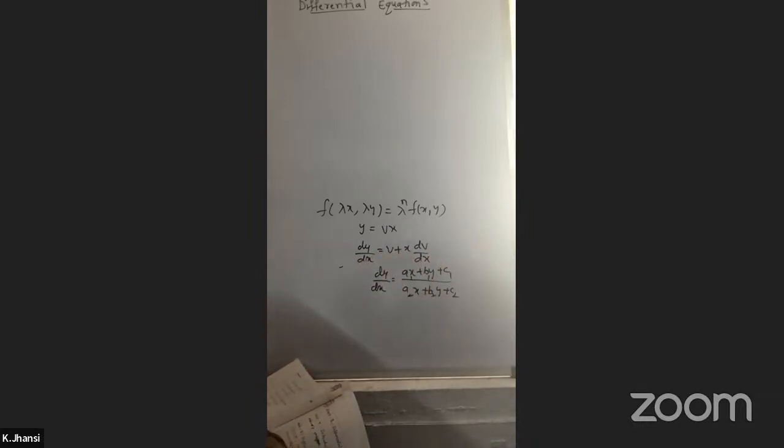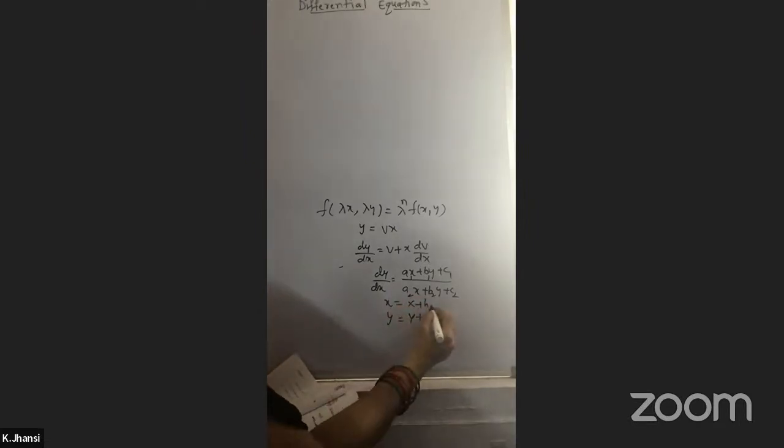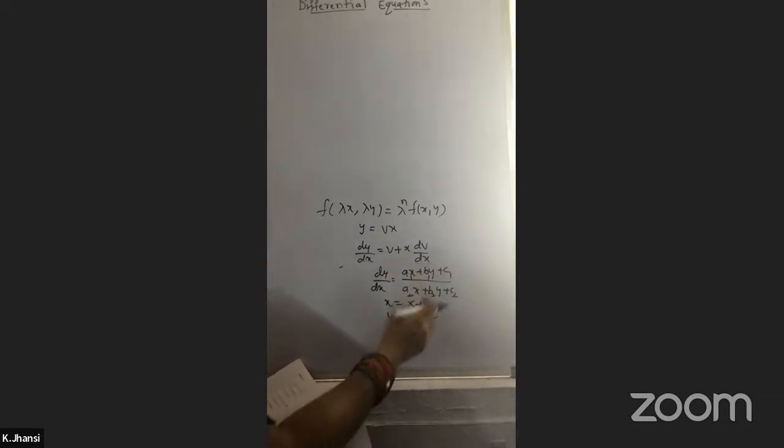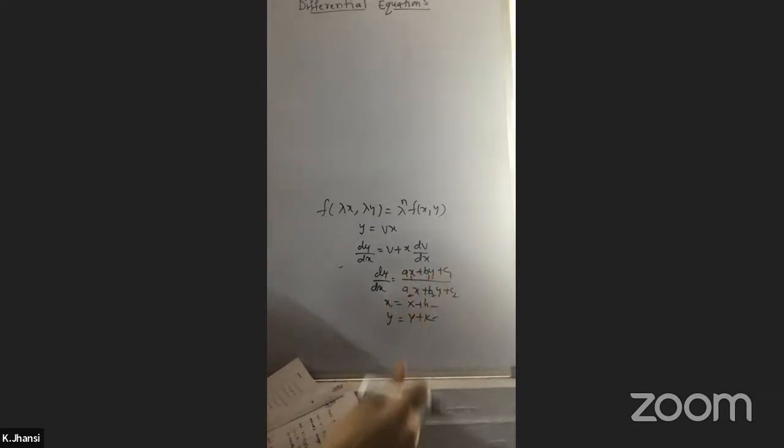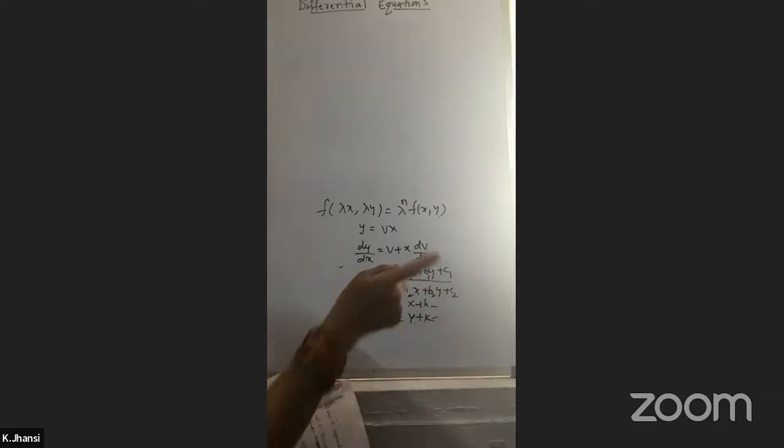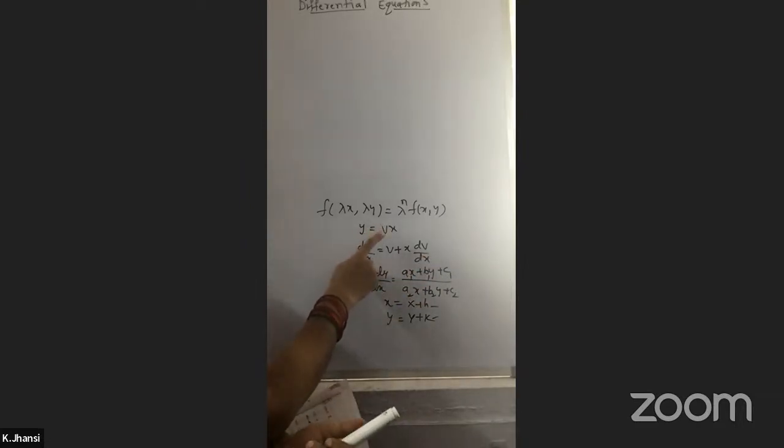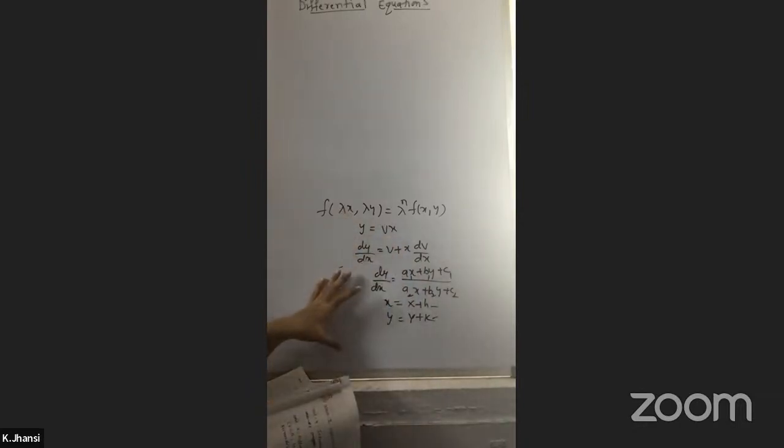b2, c2. For finding those values, we have to substitute small x equals capital X plus h and small y equals capital Y plus k. Then you have to find these h and k values, and if you substitute in the given equation, then it will be converted into a homogeneous differential equation. Whenever it is converted into a homogeneous differential equation, you put y equals vx, and the same solution procedure follows.